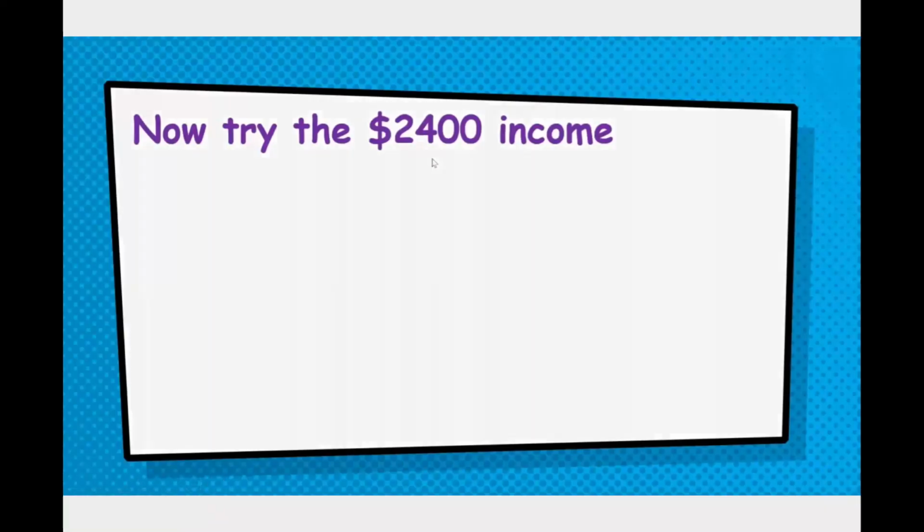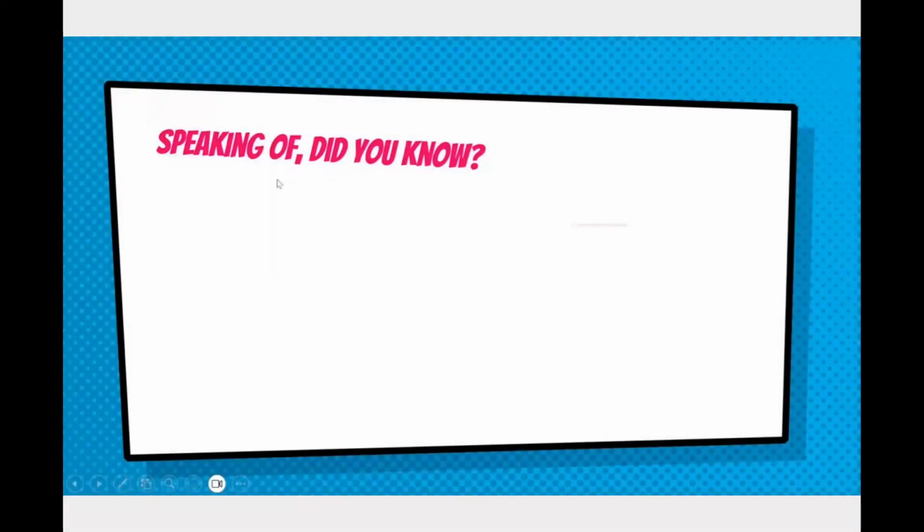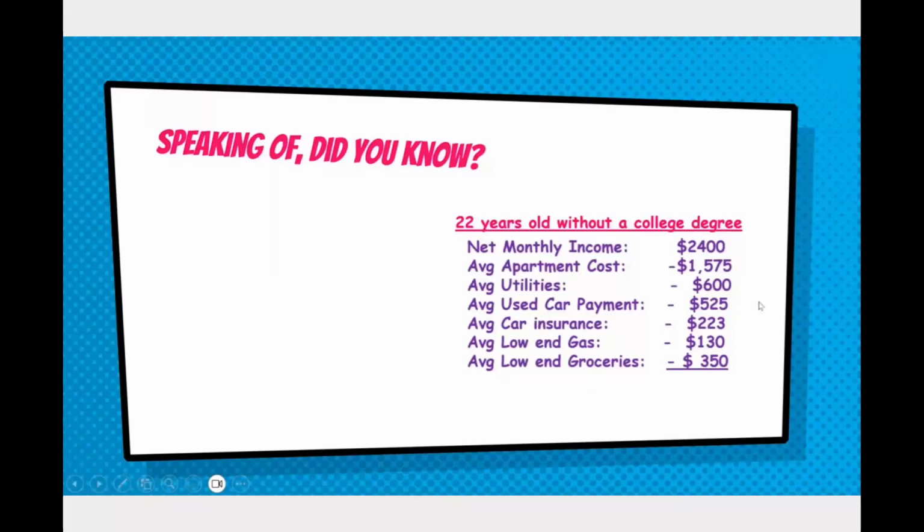Now we're going to do the same thing with the $2,400 income. So 22 years old without a college degree, same stuff. Same available expenses. What's the issue with this? We're broke. We don't have any money. We're negative in the hole every single month.